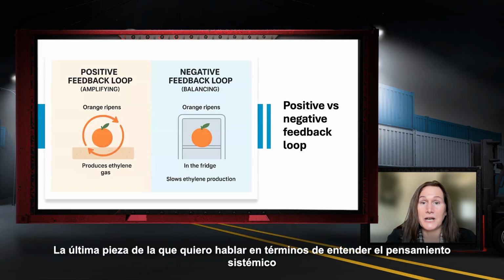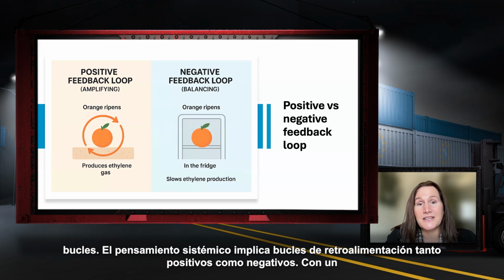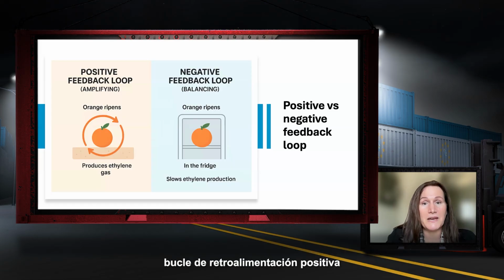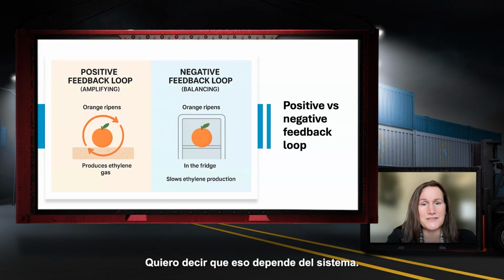The last piece that I want to talk about in terms of understanding systems thinking before we get into defining it and looking at the more technical aspects is about loops. So systems thinking involves both positive and negative feedback loops. With a positive feedback loop, the change is amplified. The direction of the system gets bigger, faster. And it doesn't mean good or bad. I mean, that depends on the system.